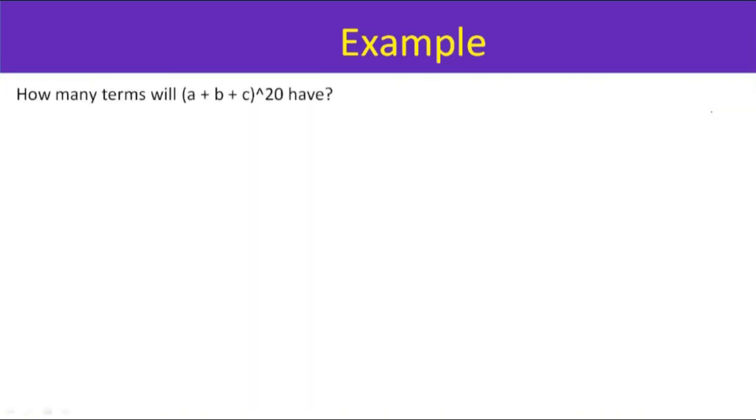Let's solve this one. How many terms will (A + B + C) to the power 20 have? Total number of terms. It's simple. Sir, 231. Okay, let's see. Let others do it.